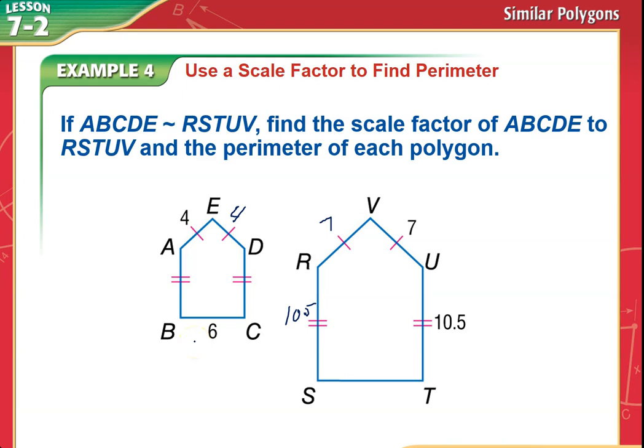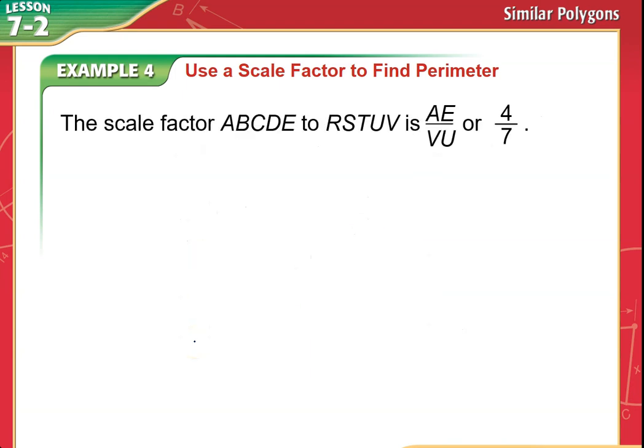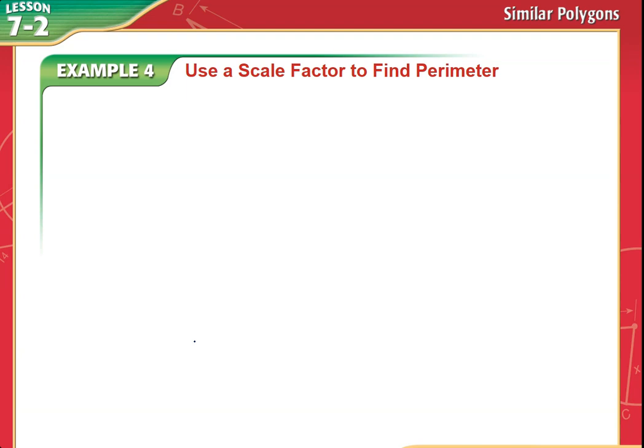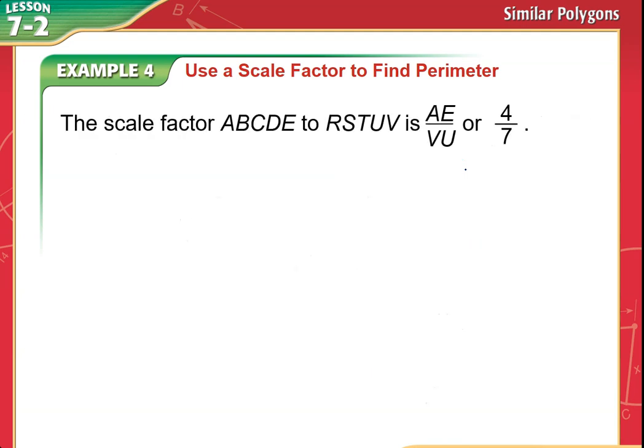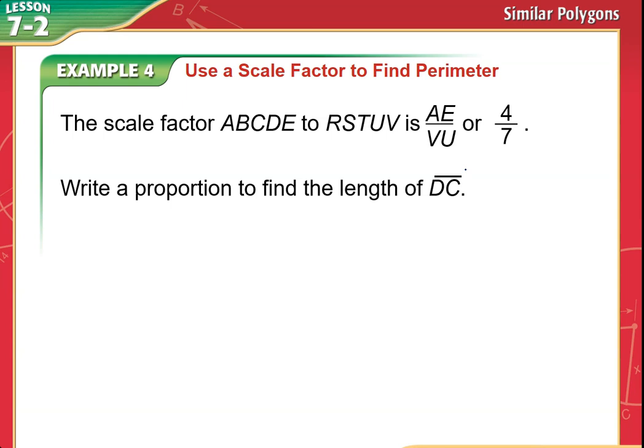So let's see what's going to go on. We have the scale factor being 4 to 7. And the way we figured that out was we have a 4 right here, and we're comparing that to the 7 right there. We could also have said 7 to 4 was my scale factor if we went from this side back to that side. But they're saying scale factor 4 to 7. Okay, sounds good. So by knowing 4 to 7 is my scale factor, we're going to write a proportion to find the length of DC.